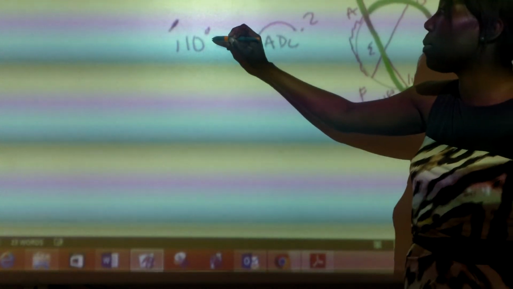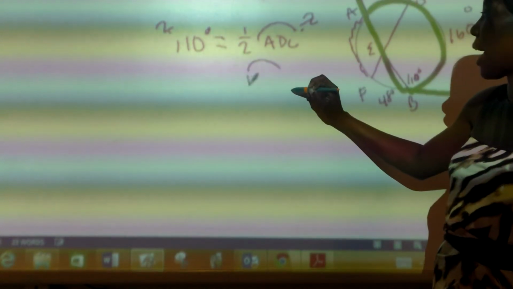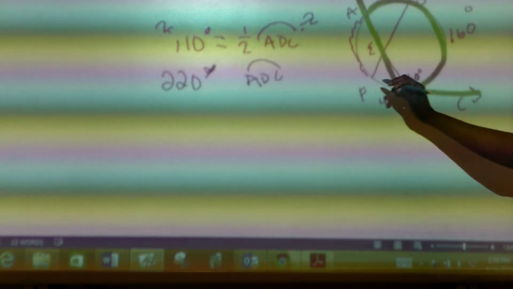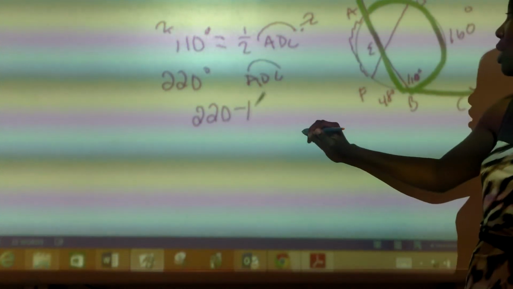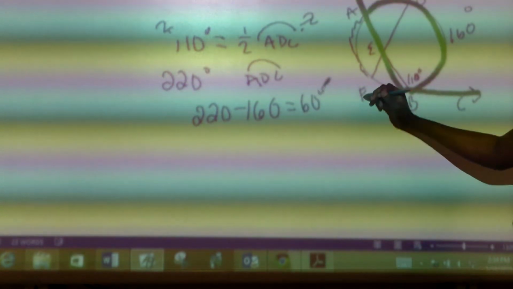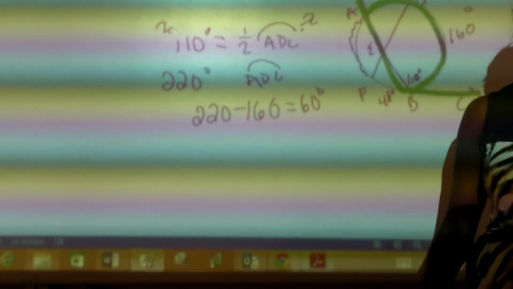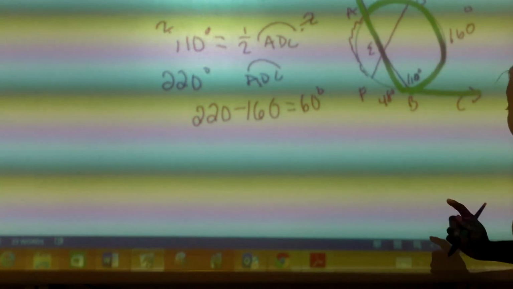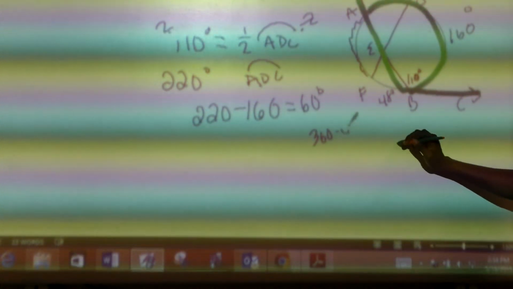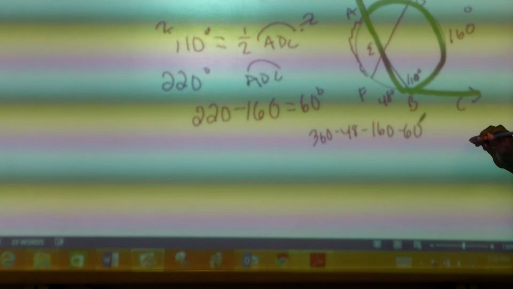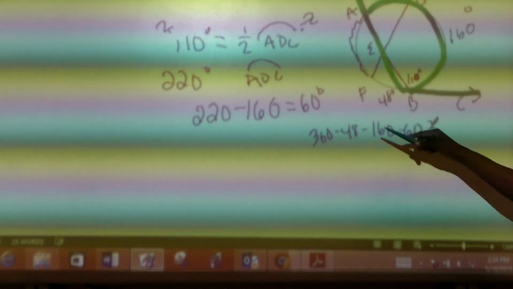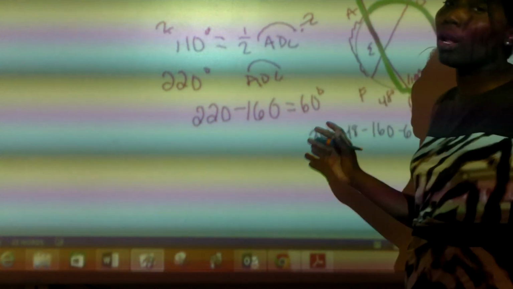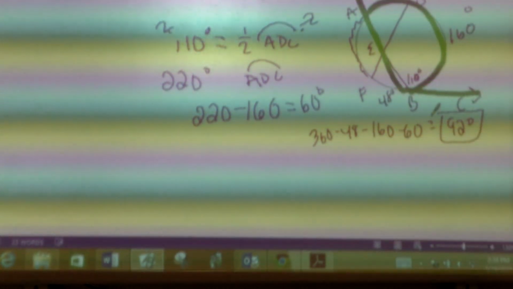But if we go backwards and double this, then we know that arc ADC is going to be equivalent to 220, right? And so we know 160 is part of it. So to figure out that missing one, we do 220 minus 160, and that is going to equal 60 degrees. And that is how we find out that that equals 60. Everybody got that? And so now to figure out arc AF, we would do 360 minus the 48 minus 160 minus 60. And so arc AF, the unknown, because we know the whole circle equals 360, is equal to 92 degrees. Sorry, it's been a long day. I'm tired. Any questions on that?